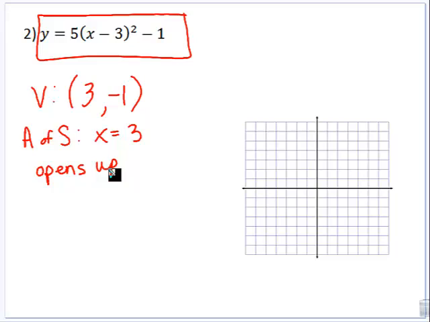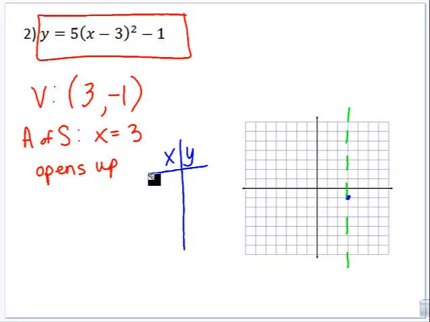Okay, so now let's graph it. What's the point that I'm going to plot first? Okay, so 3, negative 1. There's my vertex. I'm going to lightly dash in my axis of symmetry. That way, when I get the other 2 points, I can easily reflect it. All right, and now I need to pick 2 points. How do you determine if it opens up or down again? It opens up if the a is positive, and it opens down if the a is negative. So it's positive, so it opens up.